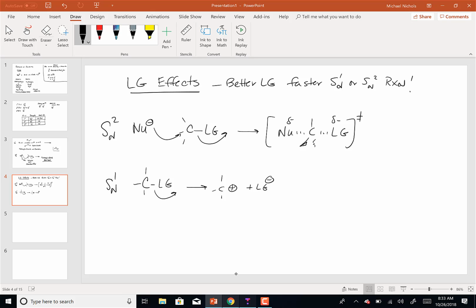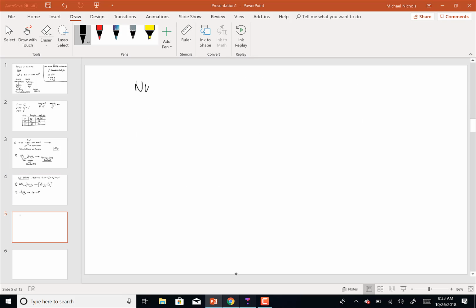How about the nucleophile strength? If I have a stronger nucleophile, will it affect the rate of an SN2 reaction?